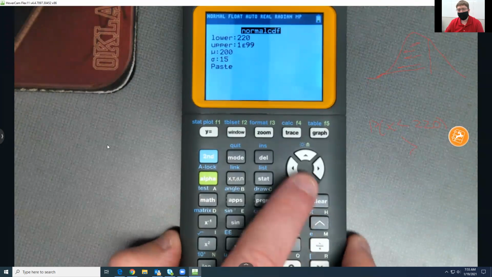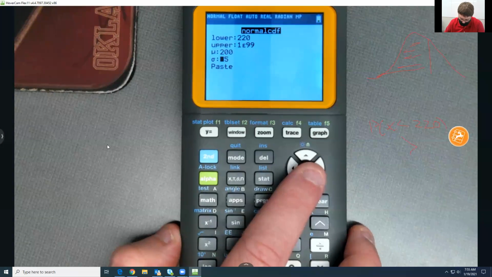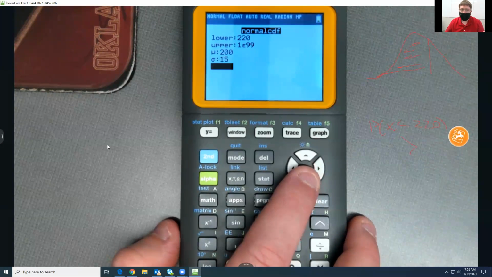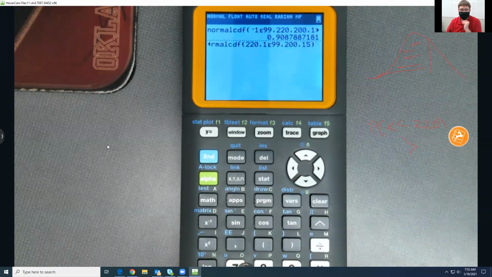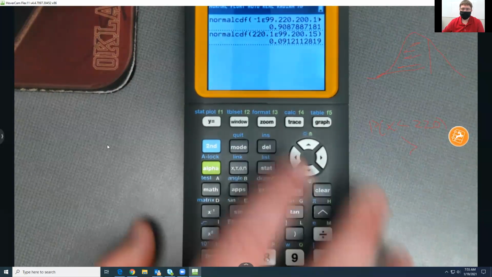I think we've covered everything. Did your average and standard deviation change on this problem? Nope, we're still good. We can hit enter a few times and we're all set. So there's our second answer.